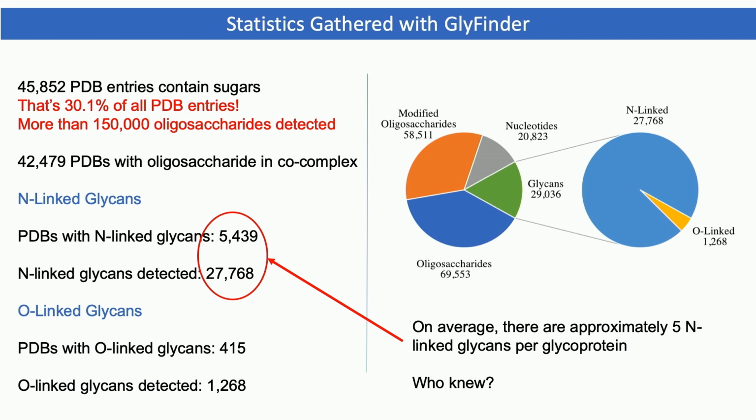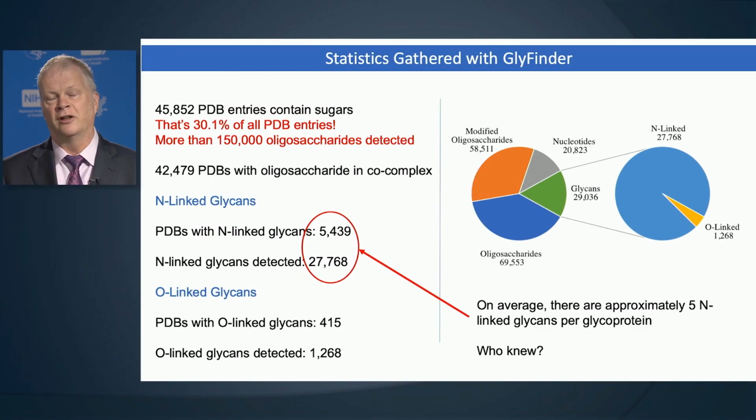What have we learned from this? Well, looking at this GlyFinder tool, for example, we find out that there are a little bit more than 5,000 proteins that have sugars attached to them. Of those, there are 27,000 sugars attached to proteins, which means on average there are 5 glycans in a glycoprotein. Does it matter? Well, it's something we didn't know before.